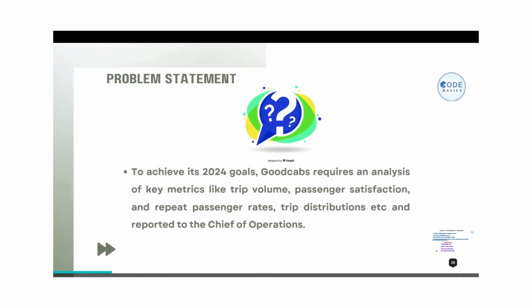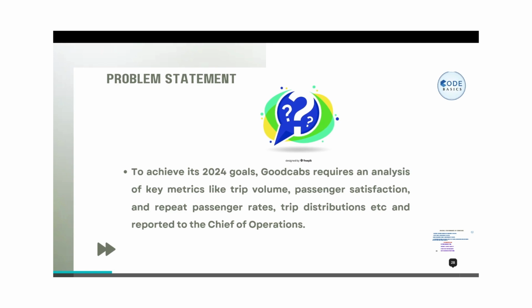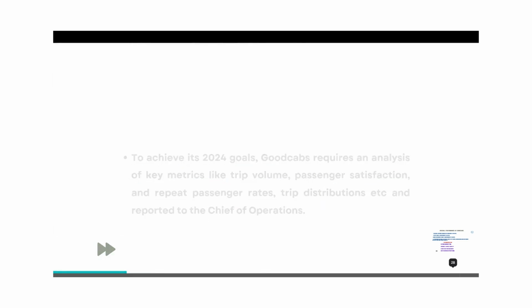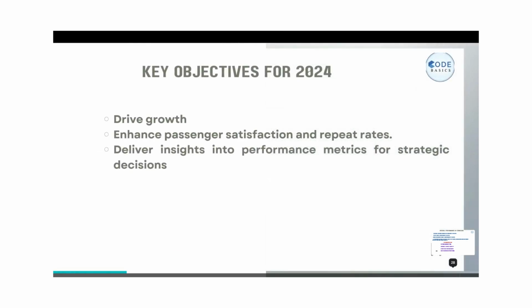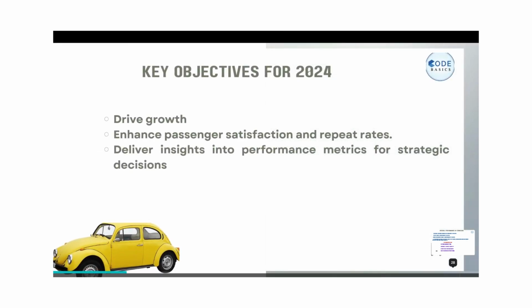Problem statement: to achieve its 2024 goals, Good Cabs requires an analysis of key metrics like trip volume, passenger satisfaction, repeat passenger rates, and trip distribution, and to report to the Chief of Operations. Now, the key objectives for 2024 are to drive growth, enhance passenger satisfaction and repeat rates, and deliver insight into performance metrics for strategic decisions.